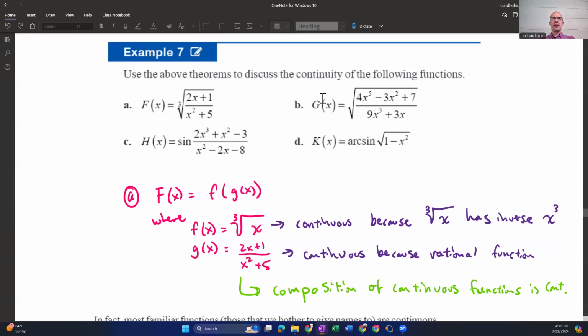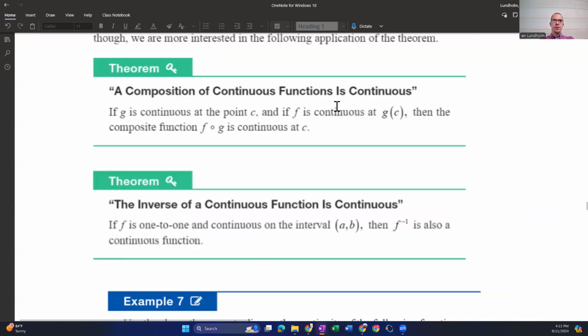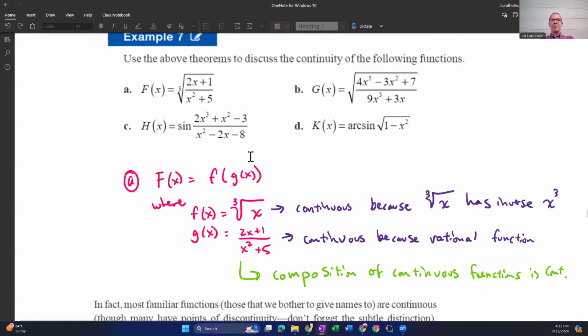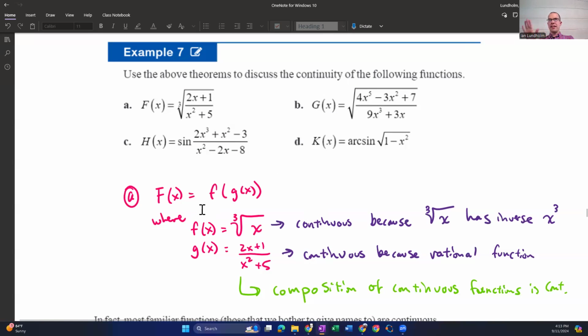We're really just getting practice identifying and breaking these apart and seeing them as compositions of functions. For instance, part C, we've got sine as an outside function and this rational function on the inside. Here we've got an even root on the outside with a rational function on the inside. Here we've got an arcsine on the outside with a radical function on the inside. If we tease those apart and consider the continuity of each part, we could combine them together using these theorems. But honestly, doing one of these together today is fine.